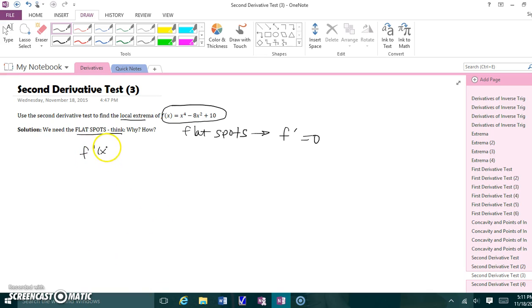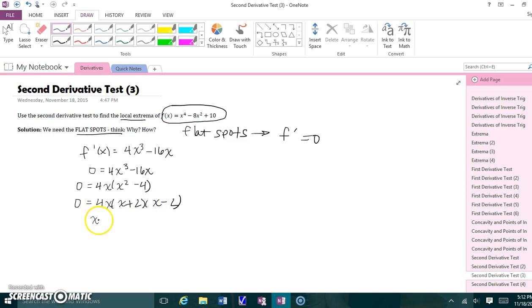So we might as well find the first derivative. That would be 4x cubed minus 16x. Let's set this equal to 0. We're essentially finding the critical points. The only way that I could solve this is, let's see, I can factor a 4x out. I'll have 4x squared minus 4. That is a difference of 2 squares, (x plus 2)(x minus 2). And then I have x equals 0, x equals negative 2, and x equals positive 2. These are critical values. It's just that instead of plugging them into f or f prime, we're going to plug them into the second derivative.